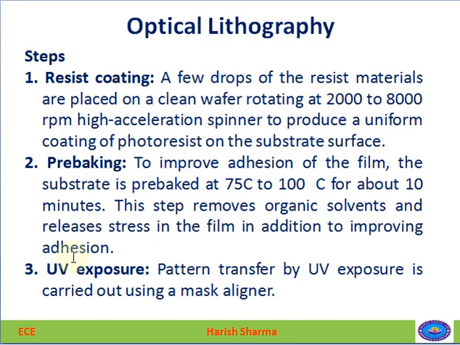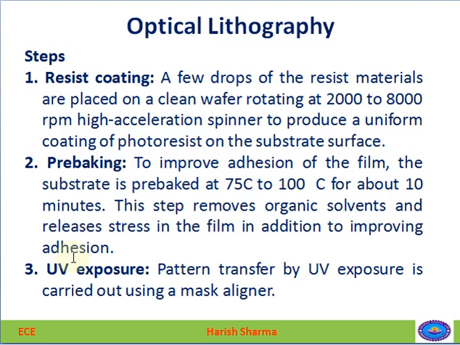Optical lithography steps. First, the wafer is placed on a rotating disc that rotates at a speed of 2000 to 8000 rpm. Then a drop of photoresist is placed at the center of the wafer. Because of the rotation and centrifugal force, the liquid photoresist spreads over the wafer, giving a uniform coating of photoresist on the substrate. After applying the photoresist, it is pre-baked at a temperature of 75 to 100 degrees centigrade for about 10 minutes. This improves the adhesion of the photoresist film to the substrate and also removes the organic solvent.